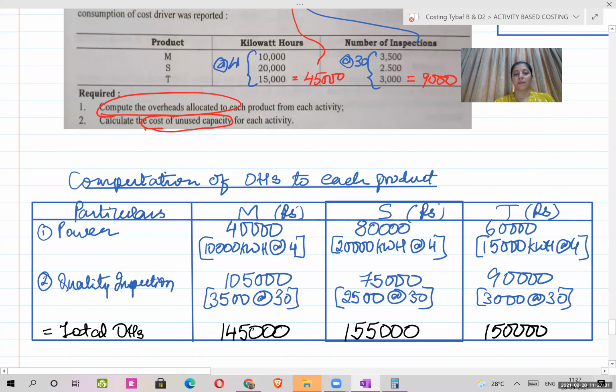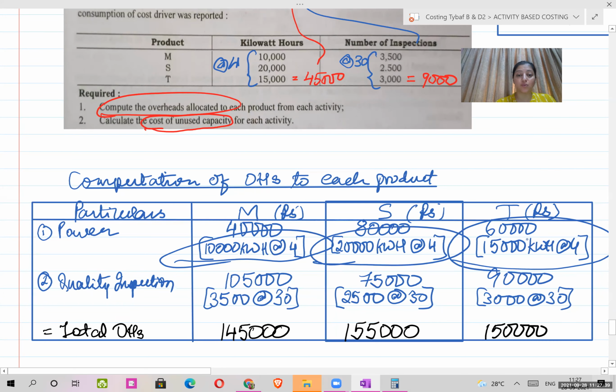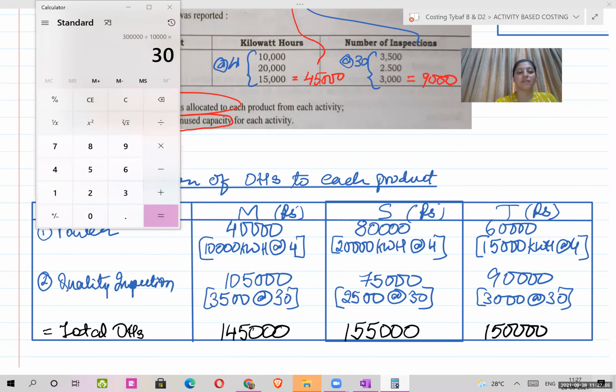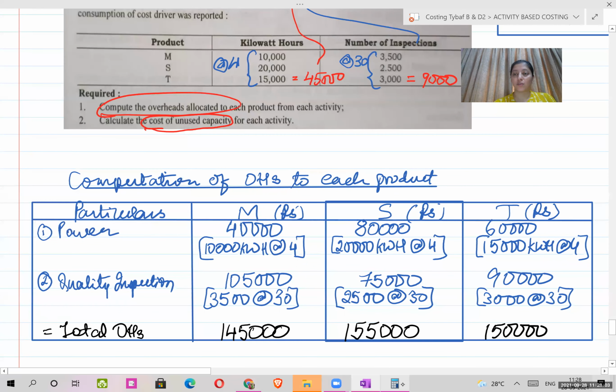I just told you, right? This step: 10,000 into 4, 20,000 into 4, 15,000 into 4. Individual kilowatts are multiplied by the activity rate you got, which is 4 rupees. So 10,000 into 4 is 40,000. Then 20,000 into 4 is 80,000, and 15,000 kilowatts into 4 is how much? 60,000. So this is the cost of power as an activity for all three products.